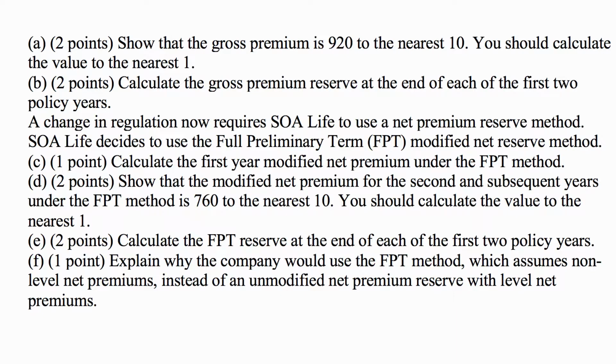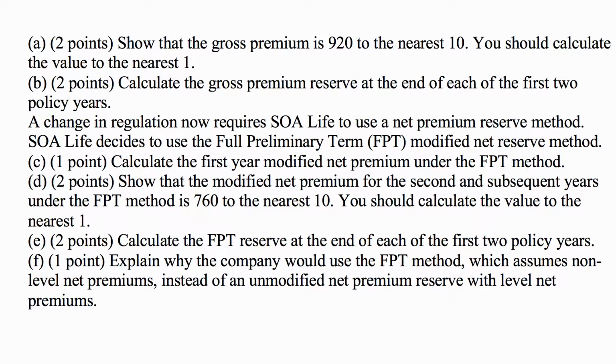Part A: show that the gross premium is 920 to the nearest 10. You should calculate the value to the nearest 1. Part B: calculate the gross premium reserve at the end of each of the first 2 policy years. A change in regulation now requires SOA Life to use a net premium reserve method. SOA Life decides to use the full preliminary term (FPT) modified net reserve method.